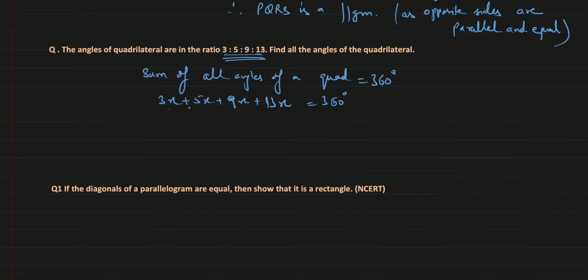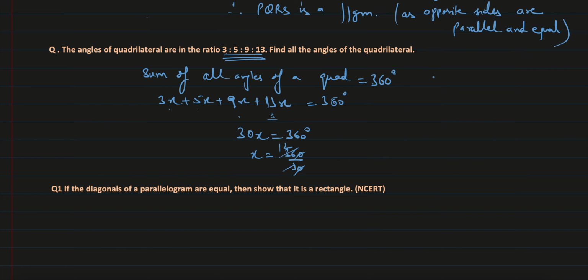So what will you get? 3 plus 5 is 8. 8 plus 13 is 21. 21 plus 9 is 30. So 30x equals 360. So x comes out to be 360 by 30, which is 12.